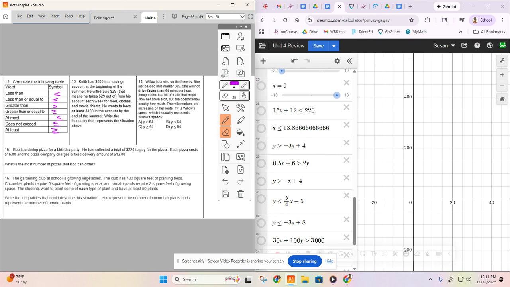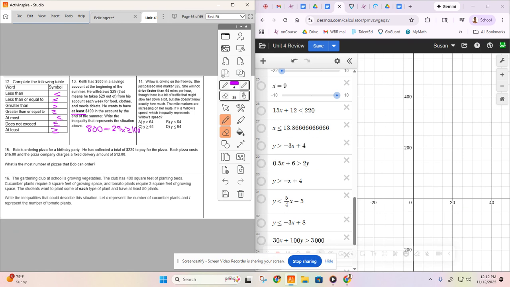Keith has $800 in his savings account at the beginning of the summer. He withdraws $29. That means he takes $29 out of his account each week for food, clothes, and movie tickets. He wants to have at least $100 in the account by the end of the summer. So he starts with $800. Each week he takes away $29, and my variable X is the number of weeks. And what he has left, he wants to be at least $100. So this amount has to be greater than or equal to $100.